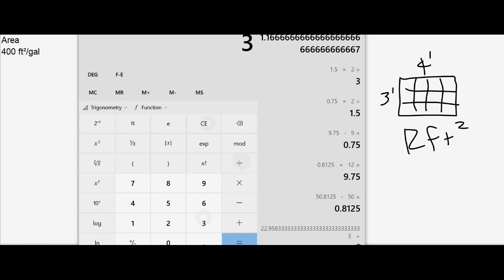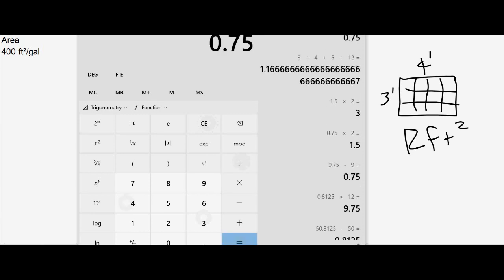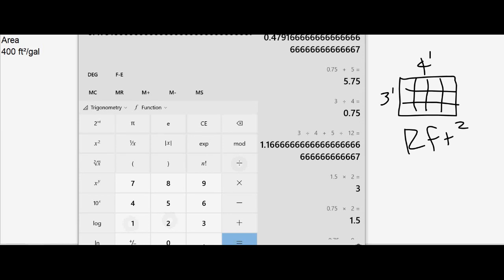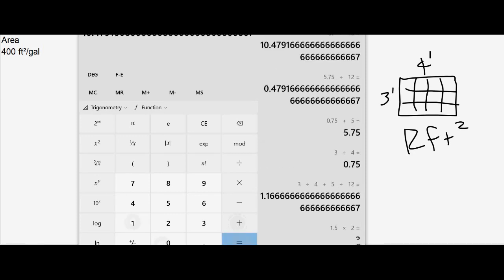3 divided by 4 gives me 3/4 of an inch. I add the 5 inches, and I want to do that addition first. So I actually have 5.75 inches. Now I divide by my 12. It's important to know whether your calculator is doing PEMDAS or not. So I add my 10. So I have 10.479.